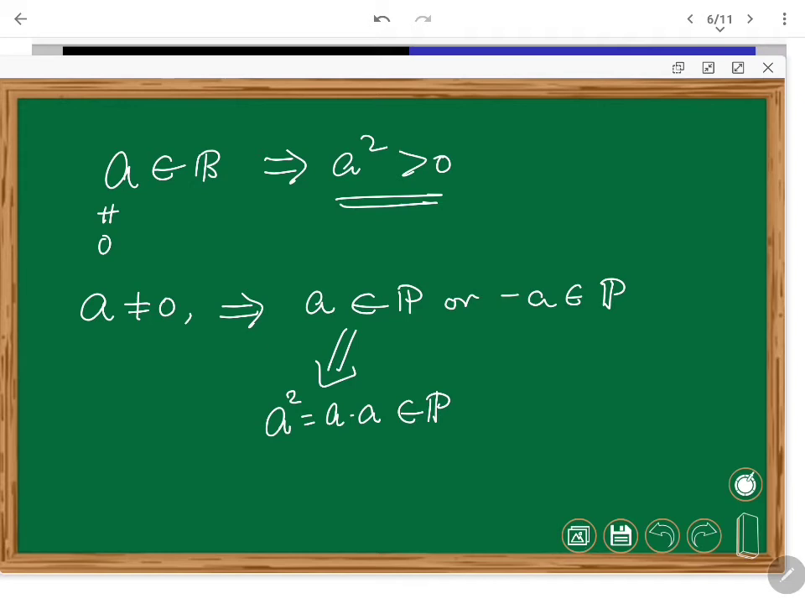It is closed under addition. Now if minus A is in P, what will you do? Still it holds because minus A into minus A, that is a field property, will guarantee that this is A square only. That serves us, and this is once again going to be in P. So in both cases, A square should lie inside P. So whatever may be a non-zero real number, the squaring will always take you inside the positive set.